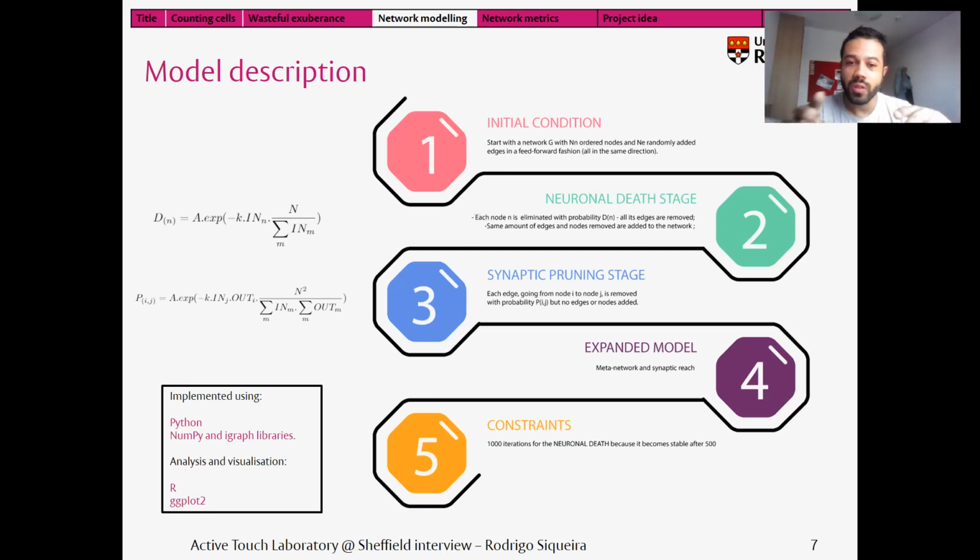The only difference between steps 2 and 3 is that on step 2 we actually reintroduce those cells and connections in the network, so we would keep the size of the network stable. On the pruning stage, no, we just cut connections that are not from the most connected cells. And we run 1,000 iterations, even though with 500 more or less the network gets to be stable. So what happens when you have preferential death for the death stage and preferential pruning for the synaptic stage?